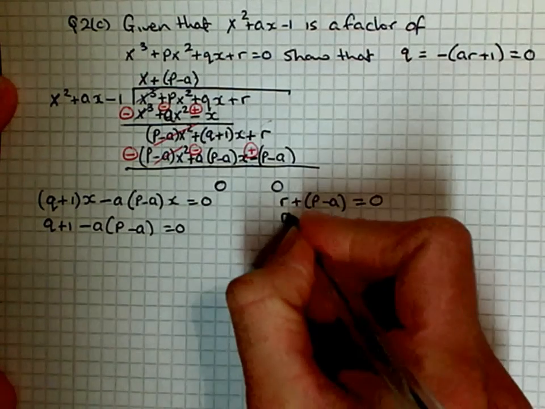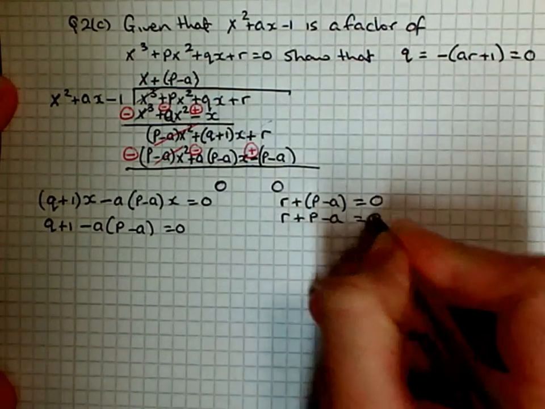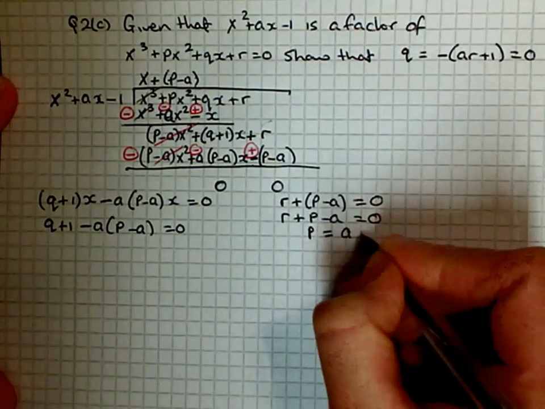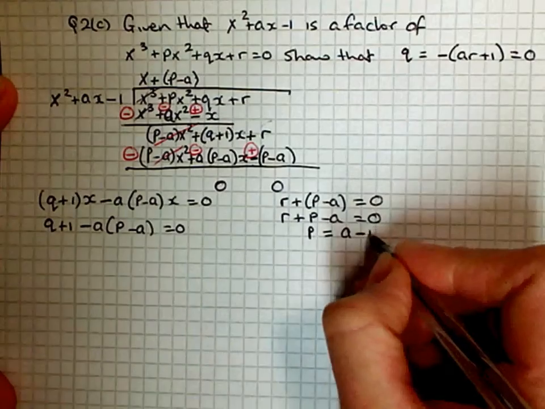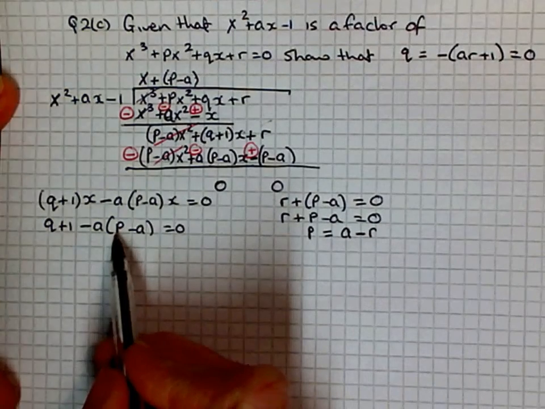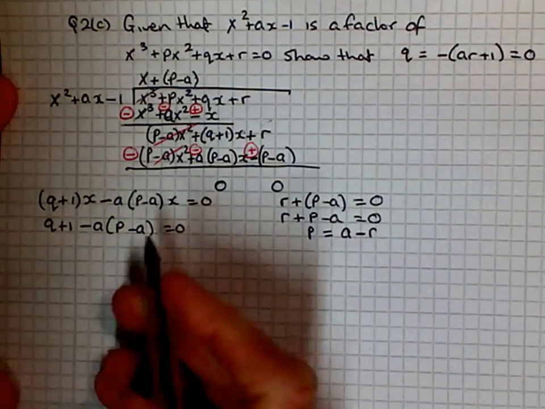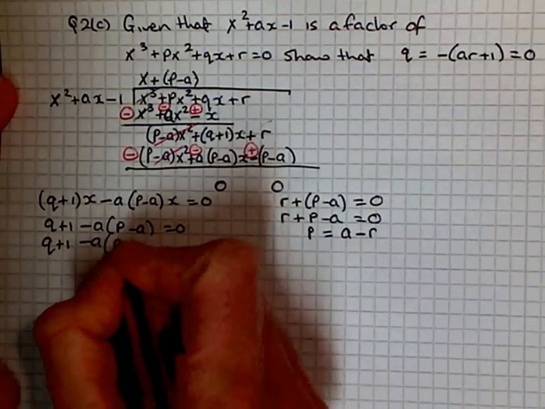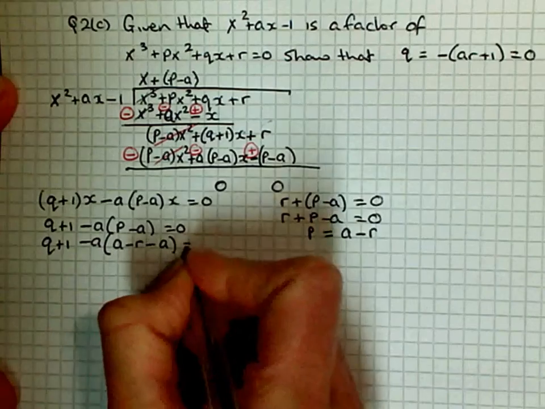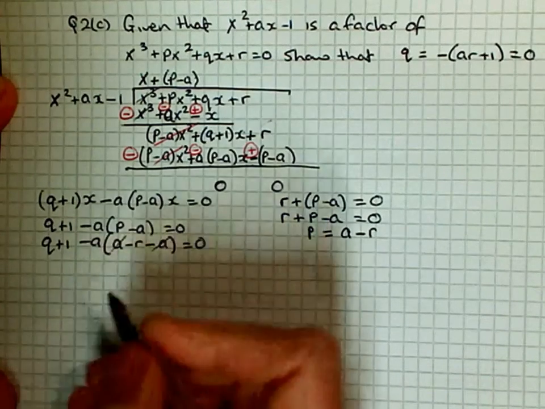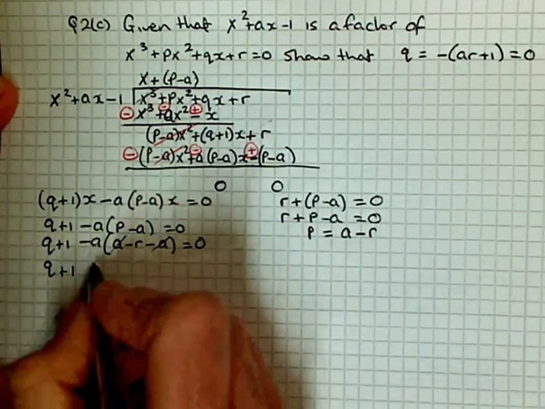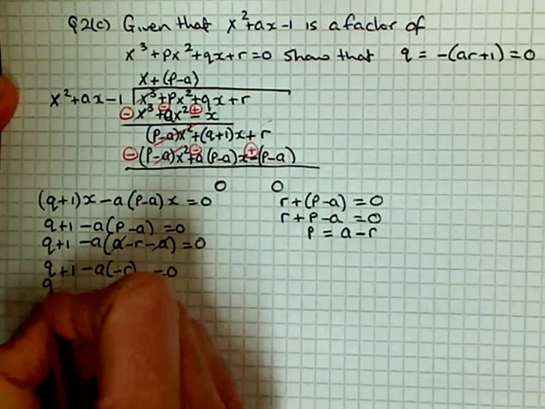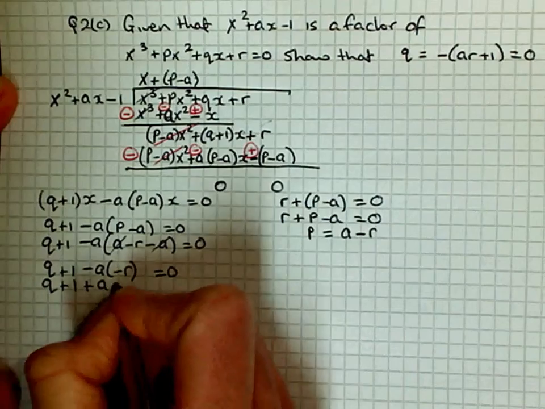So I'm going to have r plus p minus a is equal to 0. So p is equal to, bring over the minus a, and bring over the r, and I get a minus r. So everywhere I see p, I'm now going to put in a minus r. So I'm going to have q plus 1 minus a (a minus r minus a) is equal to 0. The two a's are cancelling, so I'm going to have q plus 1 minus a by minus r equal to 0. So q plus 1 plus ar is equal to 0.